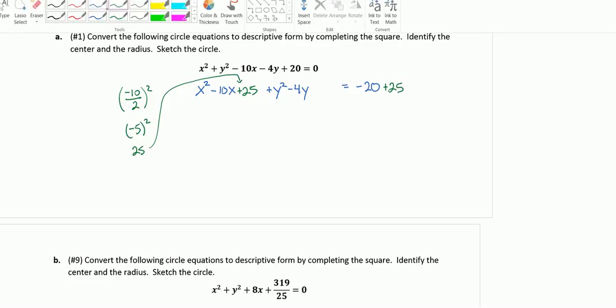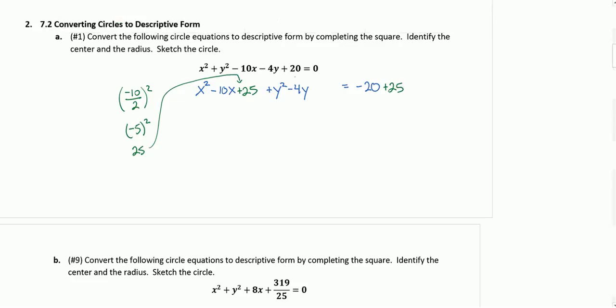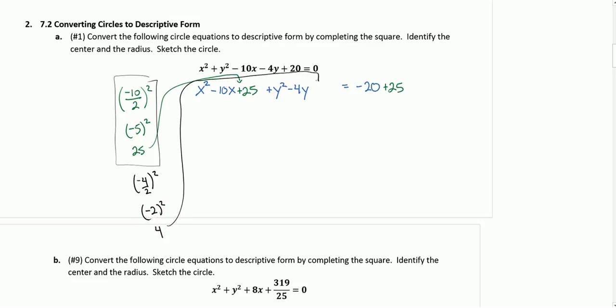And then we want to do this again for our y values. We want to take the negative 4, cut it in half first and then square it, and we get negative 2 squared, which is positive 4, and that's what we're going to add to the y terms. Whatever you add to the left side, add to the right side as well.